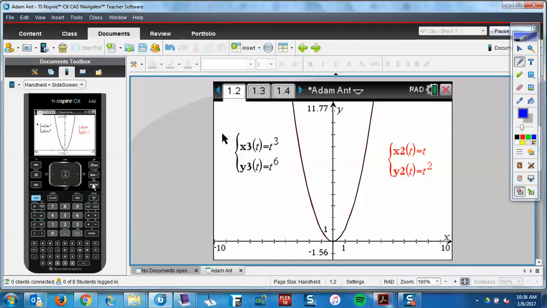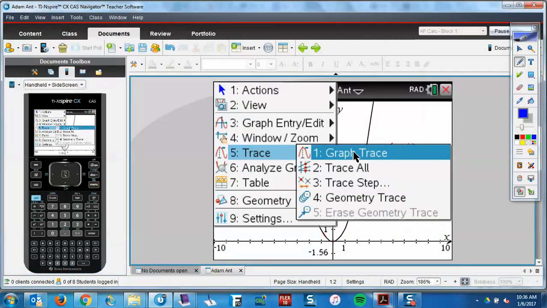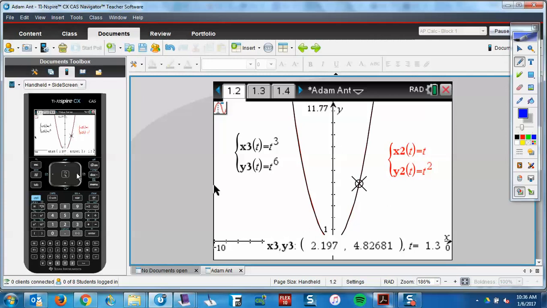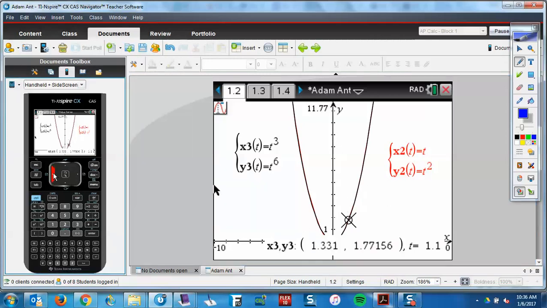If I trace on this graph, so right here, let's go to 1. On the black graph, when t's a 1, you get 1, 1. On the red graph, when we go to 1, of course it's at the same point. Well, that makes sense, right? So it's kind of like they're tied, they're at the same place. But now let's go on the red graph. Now watch the red graph. 1.2, 1.3, 1.4, 1.5, right?